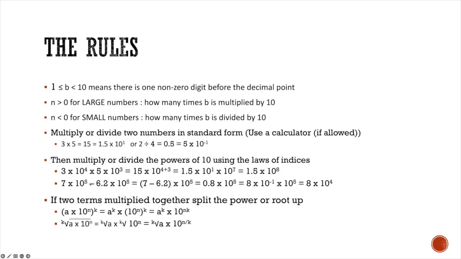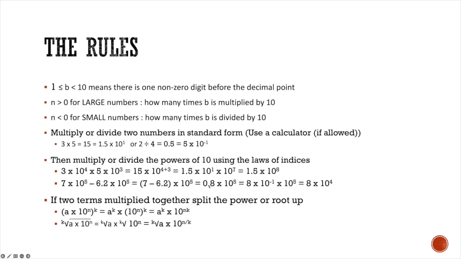7 into 10 to the power 5 minus 6.2 into 10 to the power 5. So 7 and 6.2 we can subtract. And here 10 to the power 5 is common, so we can put outside the bracket that one. 7 minus 6.2 is 0.8 into 10 to the power 5.